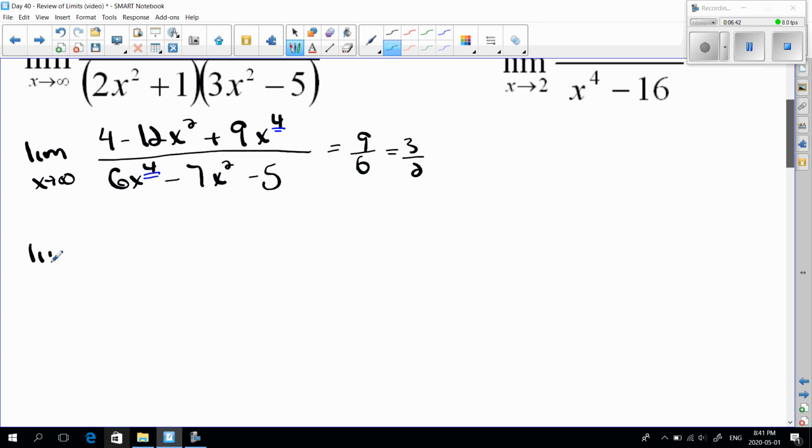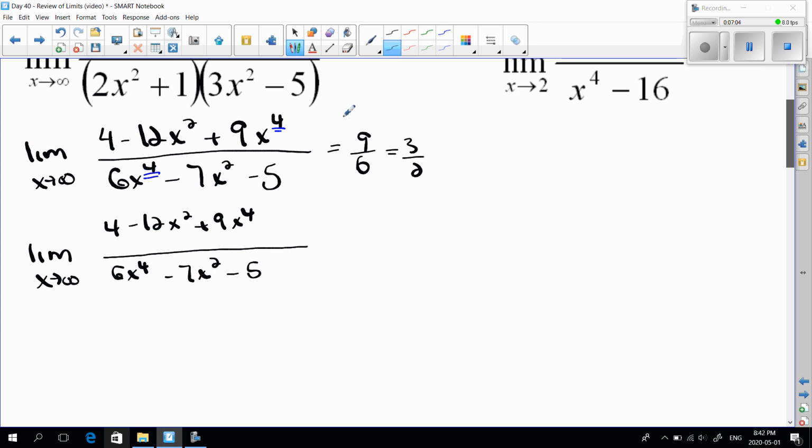Now, my guess is that when you get to university, your prof will ask you to show the work on that. And in order to do that, we divide all of the terms in this limit by the highest degree that is present in the denominator. So if I looked at the denominator, the bottom of the fraction, the highest degree would be this x to the fourth. So I'm going to divide everything by x to the fourth.